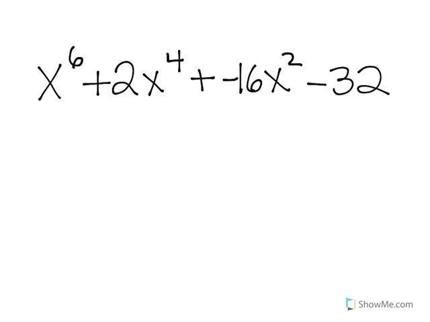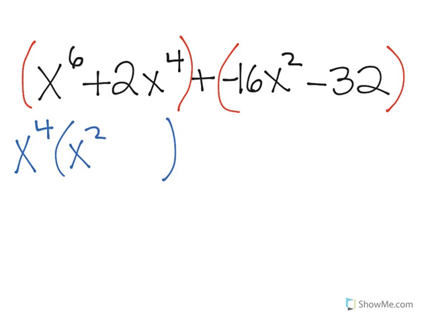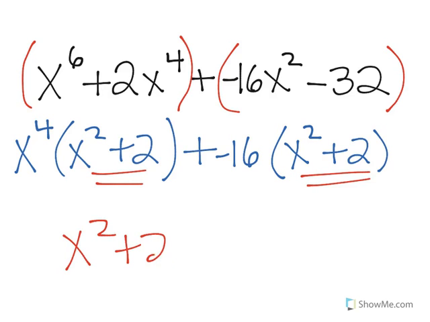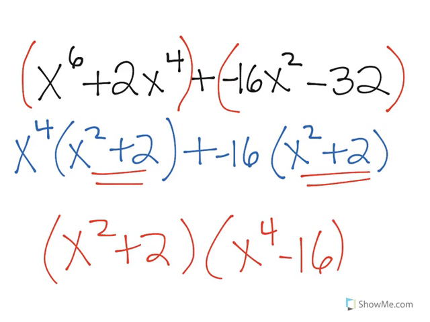You see 4 terms. You should know, now I can group. The GCF in the first one is x to the fourth. Left over, you're going to have x to the second plus 2. The GCF in the second one is going to be a negative 16, and I'm left with x to the second plus 2, which is what we want. Those are the same, x squared plus 2, x to the fourth minus 16. Now, here's the trick. You're not quite done yet.